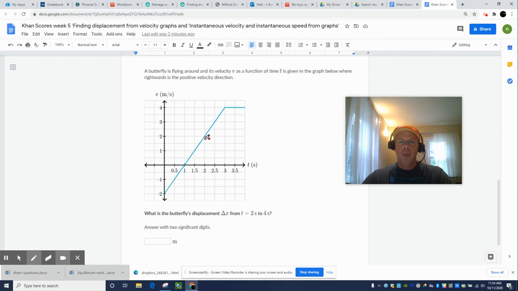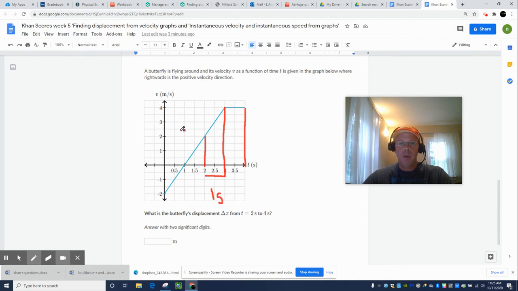So this is our region right here from 2 to 4 seconds, but I'm actually going to chop it in half because at 2 seconds it's moving 2 meters per second, but then at 3 seconds it's moving 4 meters per second. So it's accelerating, obviously. It goes from 2 meters per second to 4 meters per second in this 1 second time period. So this is region number 1. This region lasts 1 second.